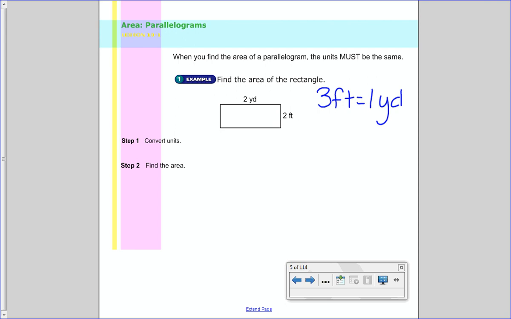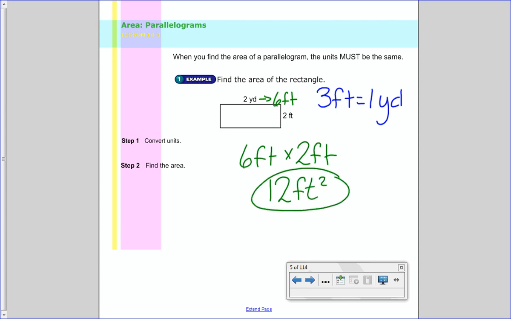Alright, let's go ahead and get started on this one. Now again, your answer may be different compared to how you do it. Me, I'm going to switch yards to feet. I know 2 yards is the same as 6 feet. So now I do 6 feet times 2 feet, and I have 12 feet squared. And there we go. That would be our answer. And again, you could have done 2 feet and switched that to yards.